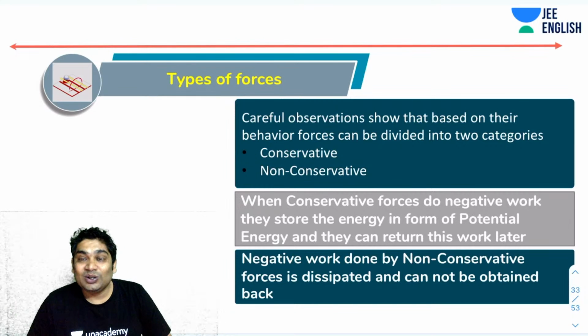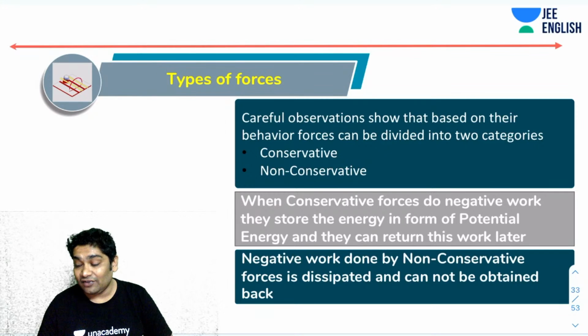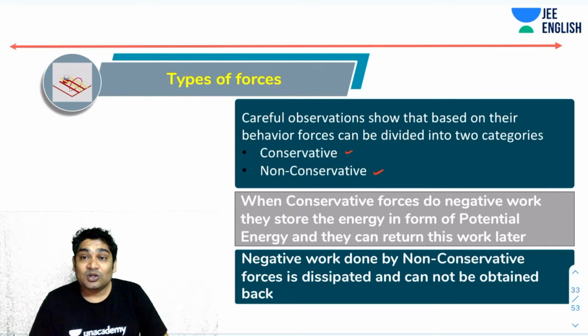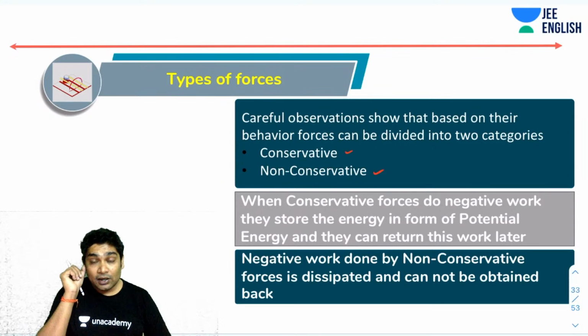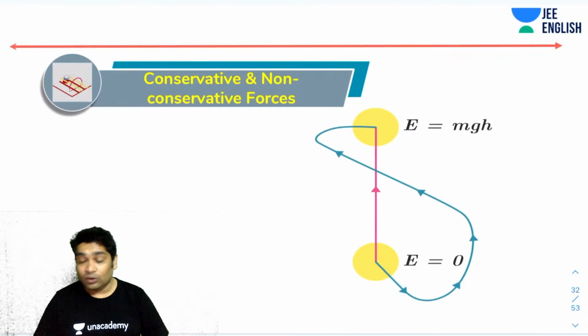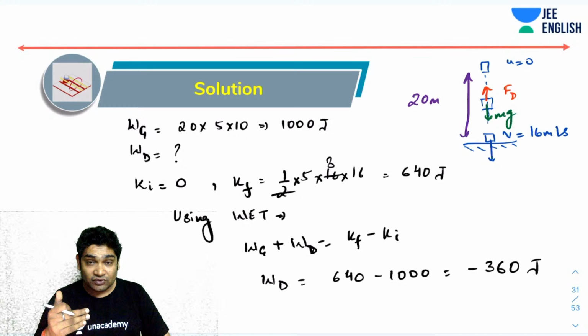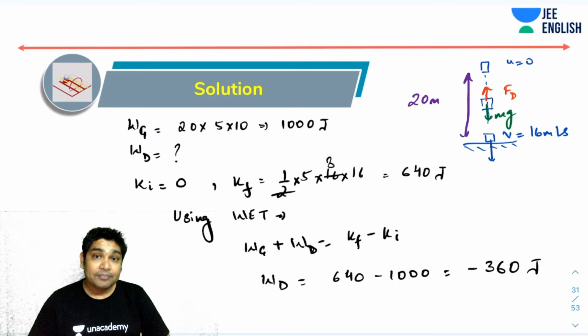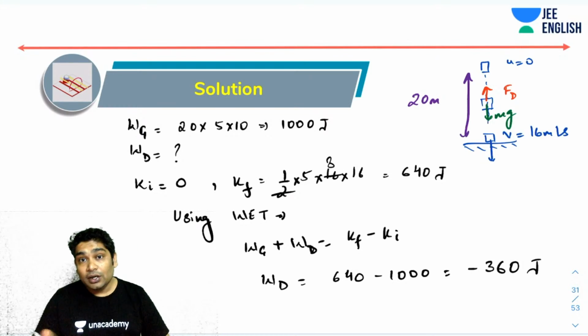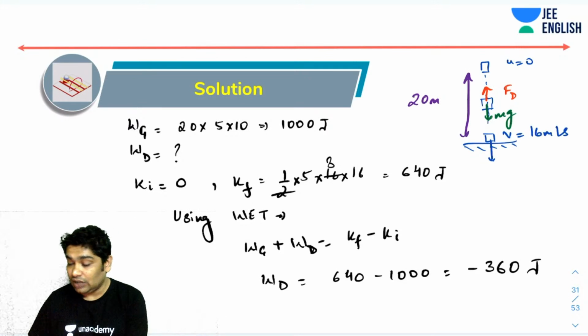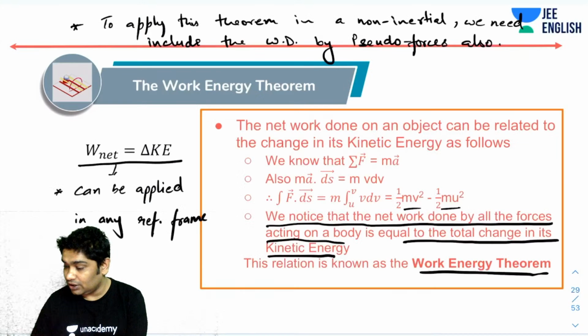Okay, so all forces can be divided into two categories: conservative or non-conservative. When a conservative force does negative work, you will realize this from your work-energy theorem also. Positive work done by a force increases kinetic energy, or when you're doing positive work, you are supplying a body kinetic energy. When you're doing negative work, you are taking away kinetic energy. That is another thing that you should have noticed here.